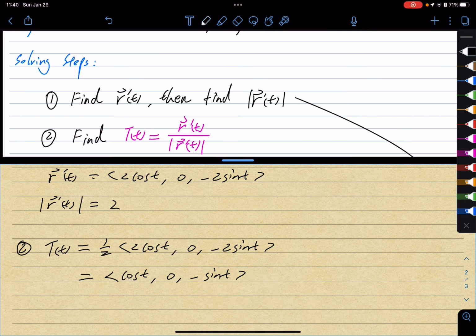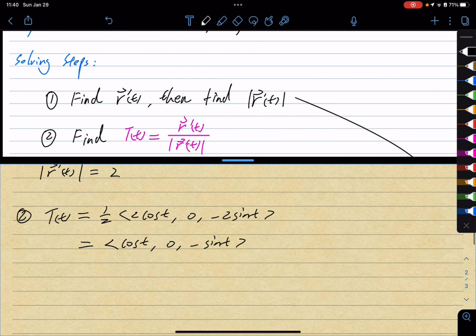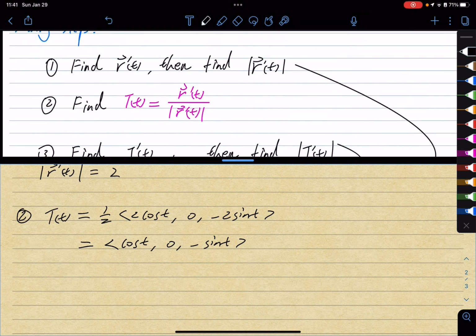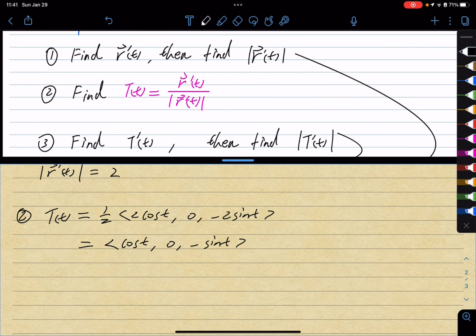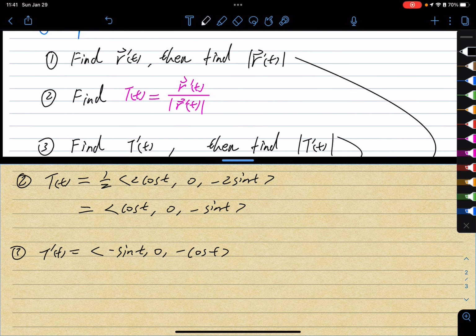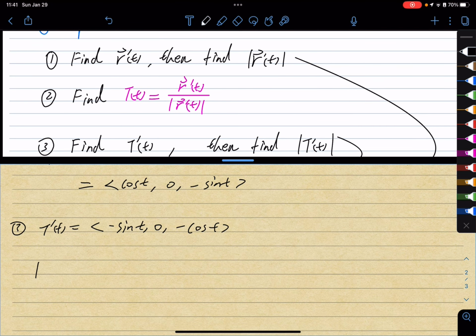And then, the reason why we find the unit tangent vector is that we're going to take the derivative of T so that we can find the magnitude of T prime. So that's step 3. T prime equals negative sine t, 0, and then negative cosine of t. Okay? And then the magnitude of that is just 1. I think that's easy enough to understand.